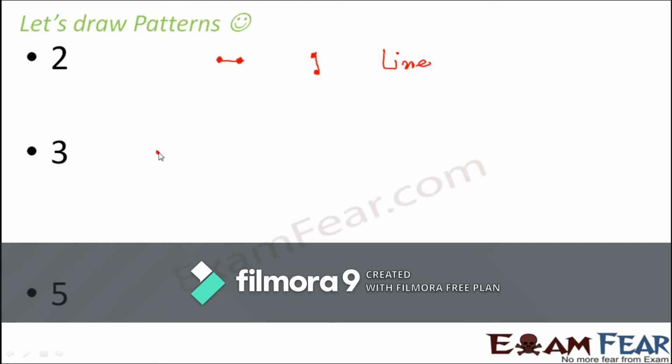What about 3? In 3, again, you can either align the dots to form a line, or you can align the dots somewhat like this to form a triangle. If you want, you can even align the dots like this, but in this case also it forms a triangle. So basically 3 can be represented in the pattern of a line. It can also be represented in the pattern of a triangle.